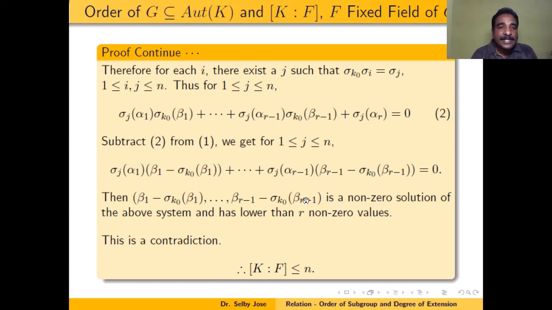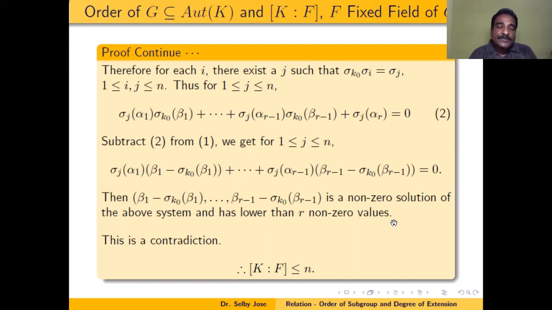And this contains less than r non-zero terms, and the rest of the terms are 0. Which is not possible because we assumed that r is the least number such that beta 1, beta 2, etc., beta r is a non-zero solution of the system. So this is a contradiction. Therefore, our assumption is wrong. Therefore, the degree of extension K over F is less than or equal to n.